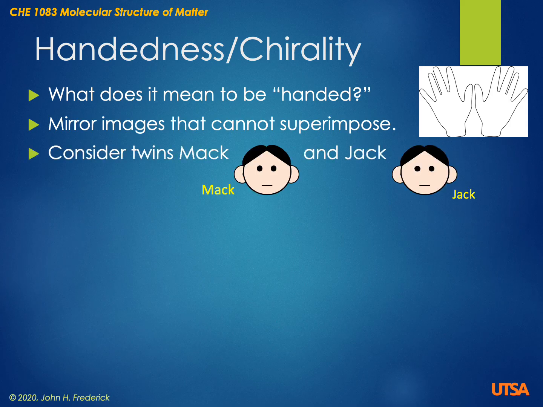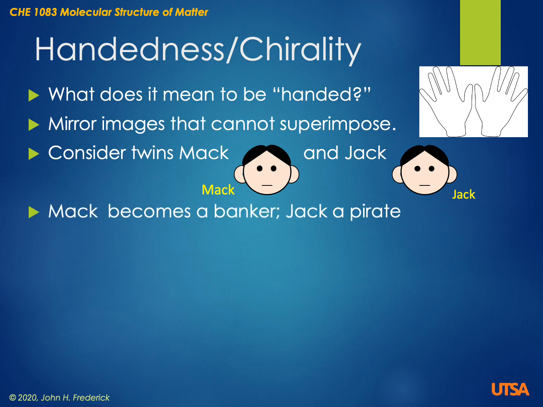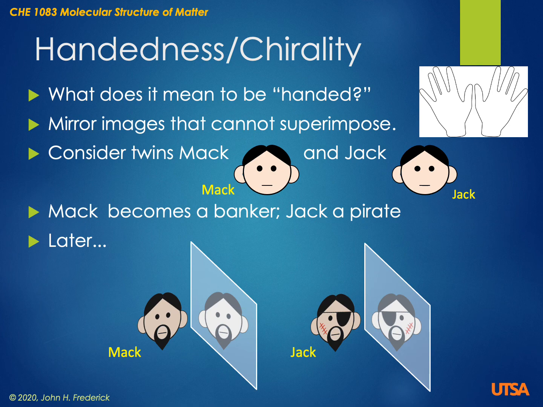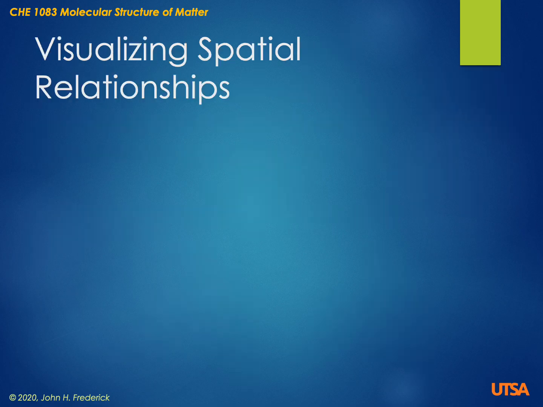Let's make another analogy. We're going to consider two twins, Mac and Jack. Mac becomes a banker and Jack becomes a pirate. So what happens later? Well, sometime later, Mac may look like this, and Jack might look like this. He's a pirate after all. They are mirror images now. We can see that Mac actually looks just like his mirror image, whereas with Jack, there's a problem. The eye patch and the scar prevent him from being superimposed on his mirror image. So Jack's face has the quality of handedness to it. You can always tell whether you're looking at Jack or at a mirror image of him.